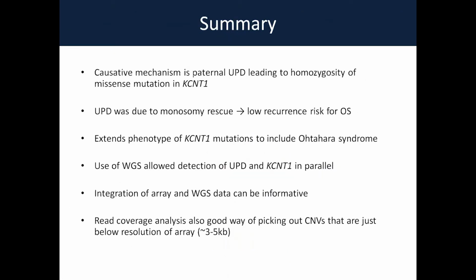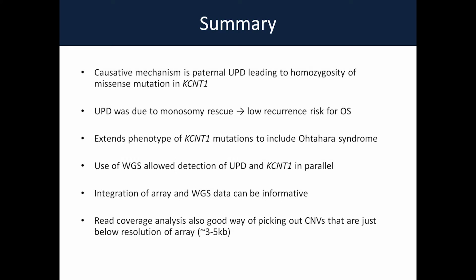So to summarize this third case, we think the causative mechanism is paternal UPD leading to homozygosity of a missense mutation in this KCNT1 gene. The UPD was due to monosomy rescue, so this is useful for the family because they now know it's a pretty low recurrence risk for this form of epilepsy, and it extends the phenotype associated with KCNT1 mutations in epilepsy to include Ohtahara syndrome.